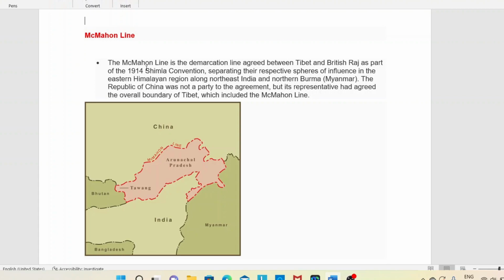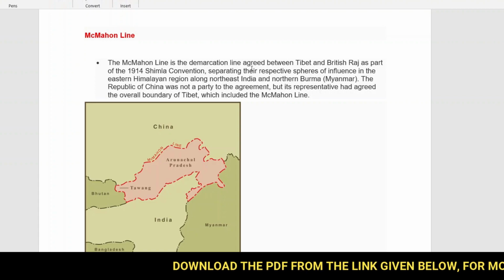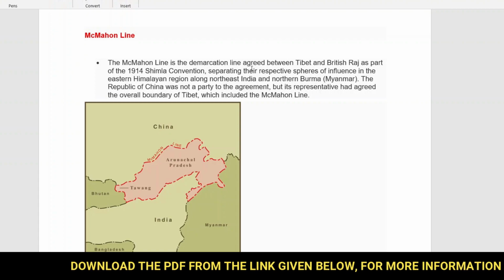We can see the McMahon Line is the demarcation line agreement between Tibet and the British Raj as part of the Simla Convention in 1914, separating their respective spheres of influence in the eastern Himalayan region along northeastern India and North Burma, that is Myanmar. It is the line between Tibet and the British Raj, today between Arunachal Pradesh, that is India.